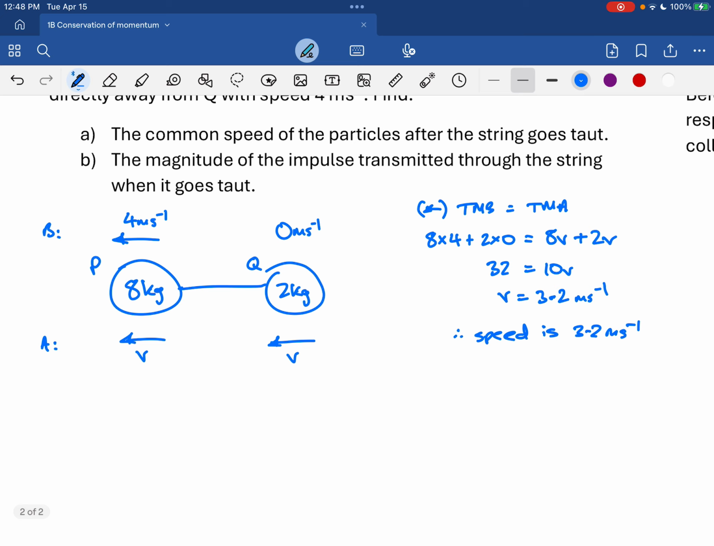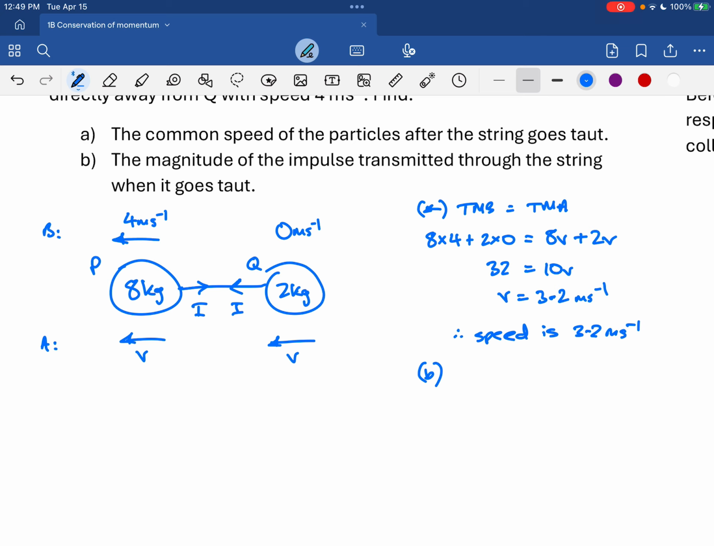Then, question B. Find the magnitude of the impulse transmitted through the string when it goes taut. So, if I'm going to draw impulse on here, because I'm not colliding, I'm going to draw it slightly differently. So, Q is suddenly being pulled by P. So, it will feel an impulse that goes in that direction. Now, I'm not talking about the forces. Yes, it would feel a tension through the string, but I'm just talking about the impulse. The impulse will be left that it will receive, and P will feel an equal and opposite. It will feel a bit of a drag from Q, if you like, a bit of a pull from Q in order to try and get it moving. It will feel an impulse going right.